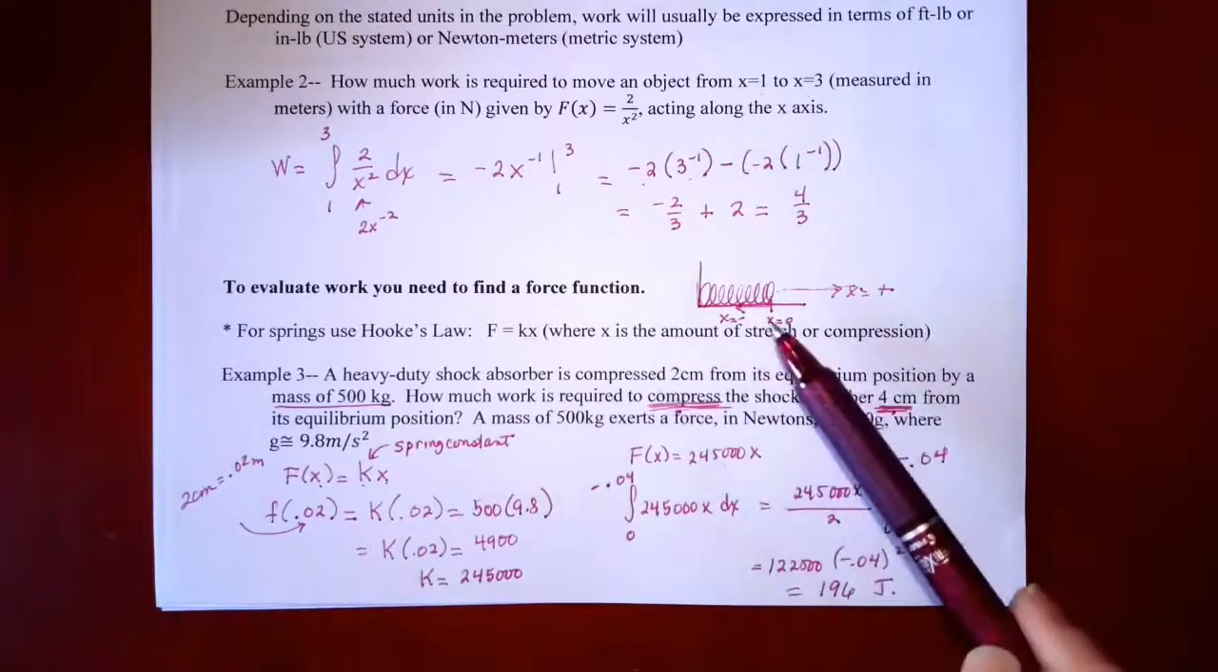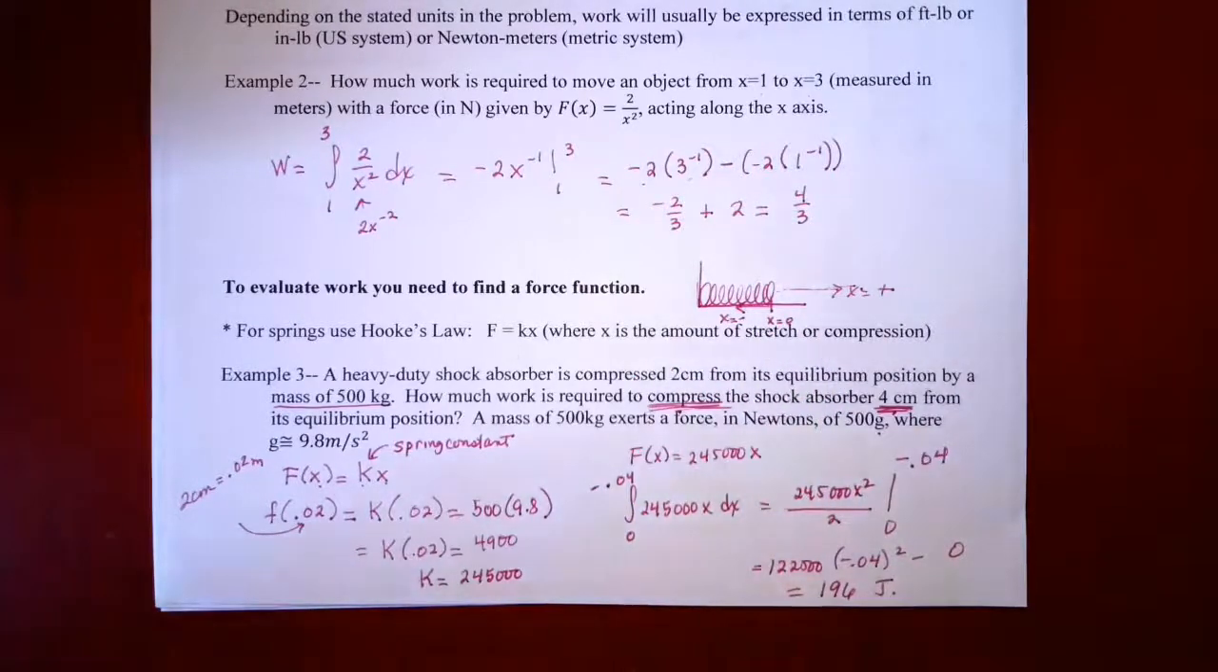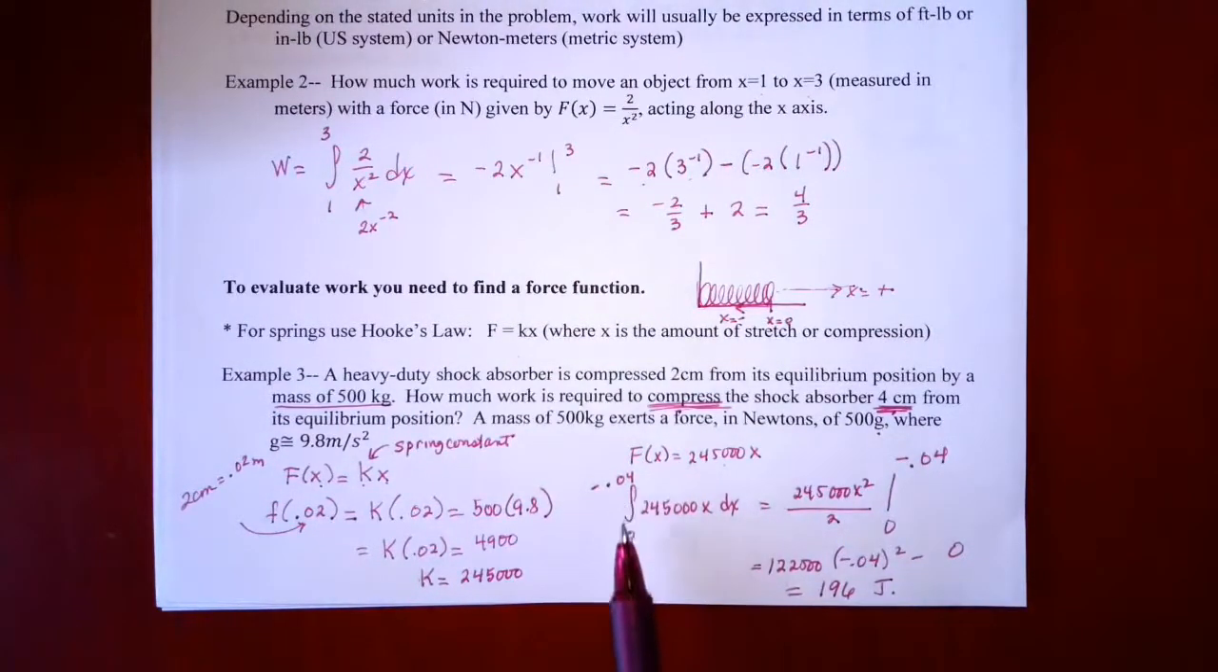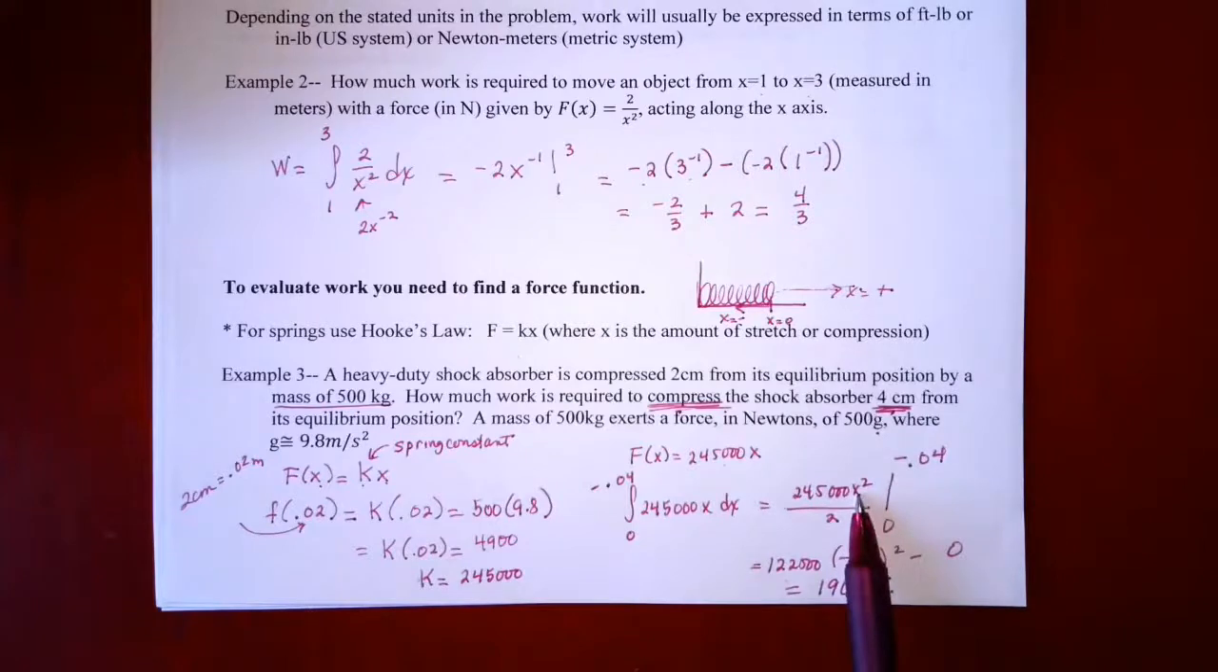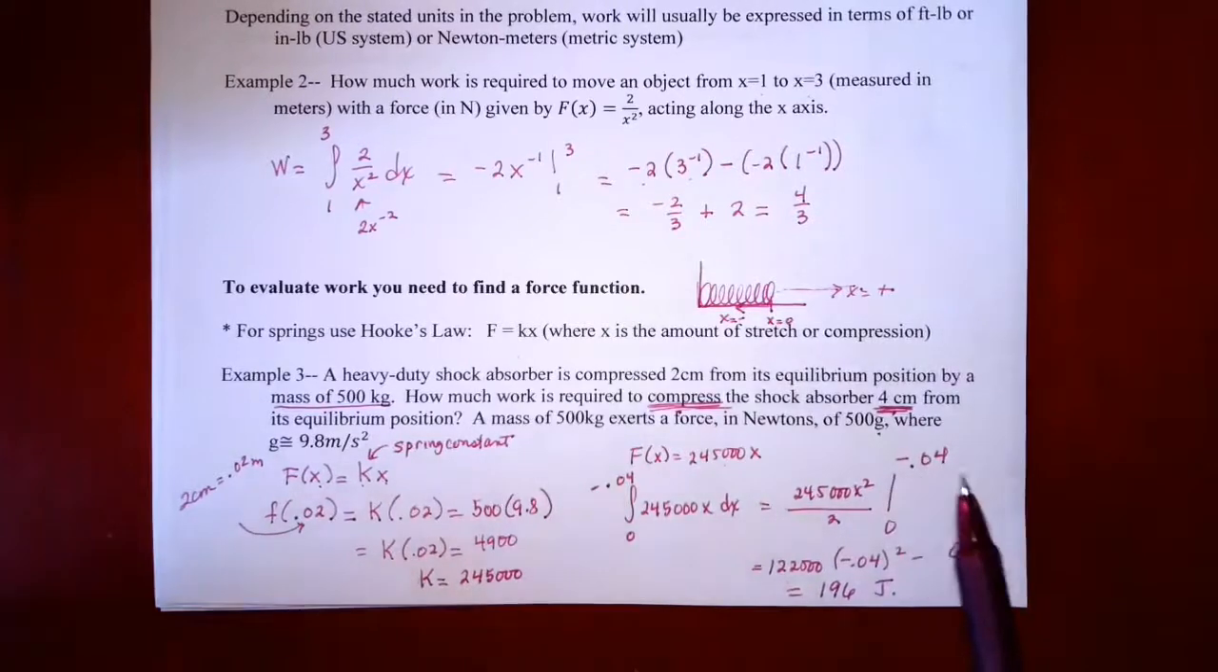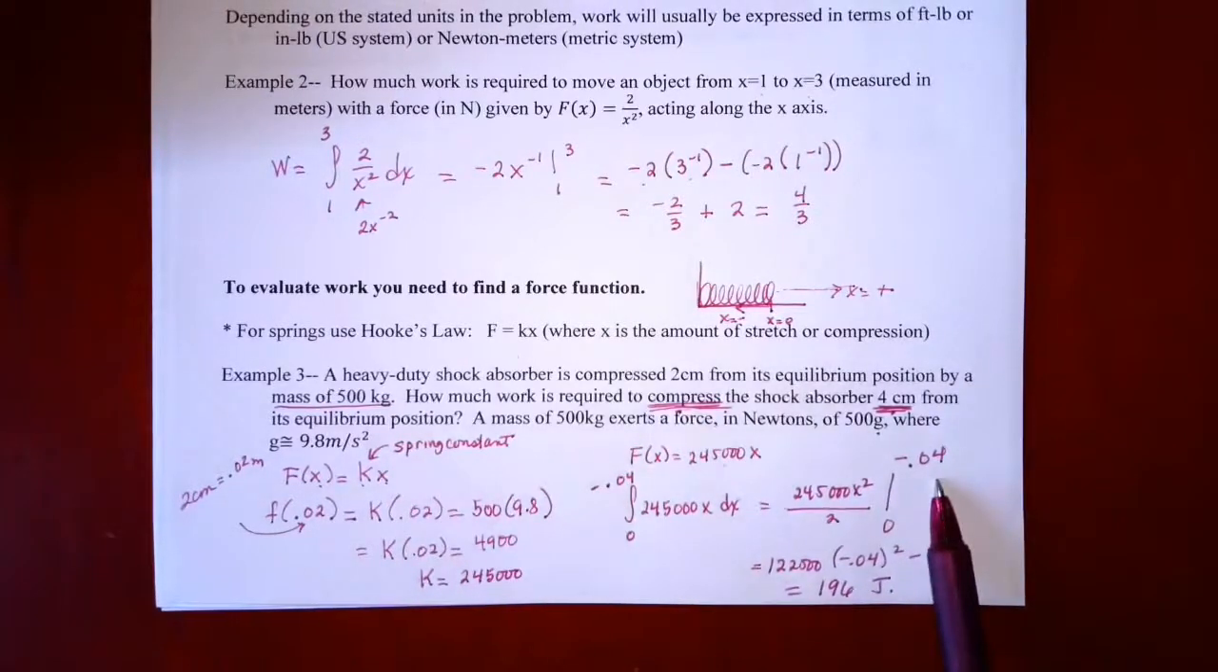Now, what I wanted to point out to you is I went from 0 to negative 0.04 because I was compressing. So my stretch was, quote, a negative stretch. Would my answer have changed if I had gone from 0 to positive 0.04? No, it would not, because I'm squaring that x value, right? And so technically, you could go either way on this.